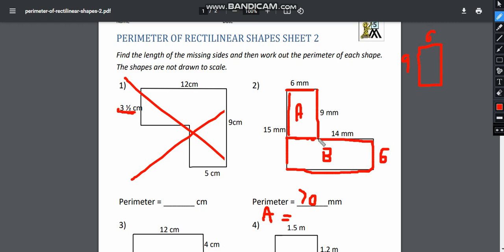And then what's this length here? Be careful, it's not 14 because it's also this chunk here, but it's the 14 plus the 6, so it's 20. So this is actually a 6 by 20 rectangle. Okay, so what is the area of rectangle A? It's 9 times 6, which is 54 millimeters squared.